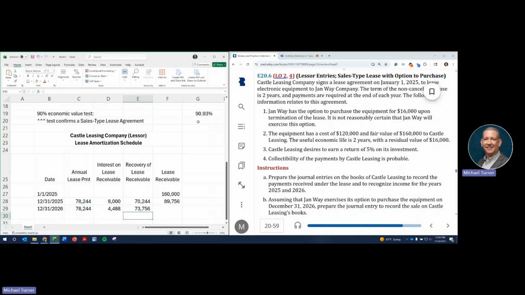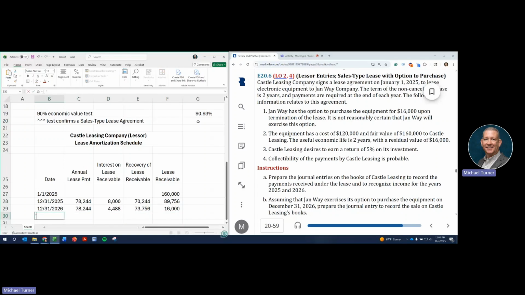As we did before, calculate the annual lease payment minus the amount that's allocated to interest. That will give you the amount that's recovered for the lease receivable. And we'll adjust the lease receivable, just like we did in the previous year, 89,756 minus the amount that's attributable of the payment to the recovery of the lease, leaves us with $16,000. Now that should be obvious. That 16,000 is the residual value of the asset.